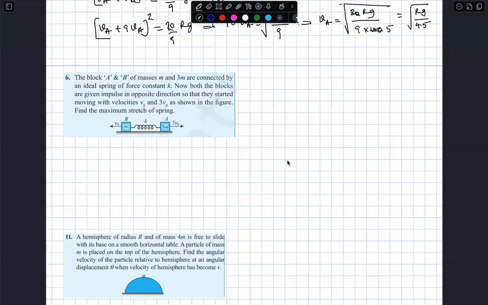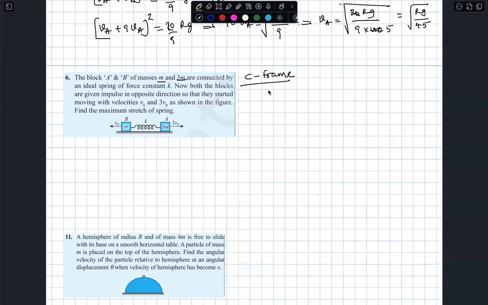You can see here, we have two blocks A and B of mass M and 3M connected by an ideal spring, whose force constant is K. Now both the blocks are given an impulse in opposite directions so that they start moving with velocities V0 and 3V0 as shown in the figure. Find the maximum stretch of the spring. Already last week we have done this. Do the problem in the C frame.